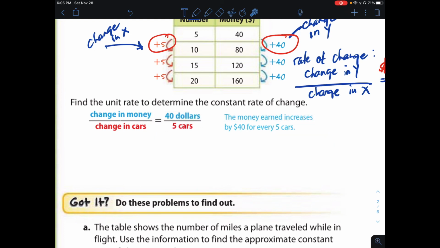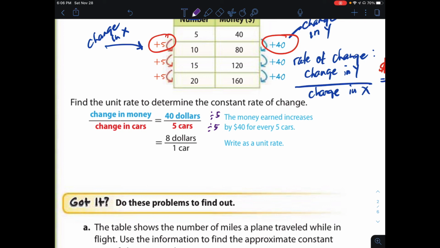The money earned increases by $40 for every 5 cars. Now remember what unit rate again is. We need to make this denominator equal to 1. So therefore we need to divide both the numerator and denominator by 5. If we divide both of them by 5, we end up with $8 over 1. So 40 divided by 5 is 8, 5 divided by 5 is 1, which makes our unit rate. So our unit rate here is $8 per car.